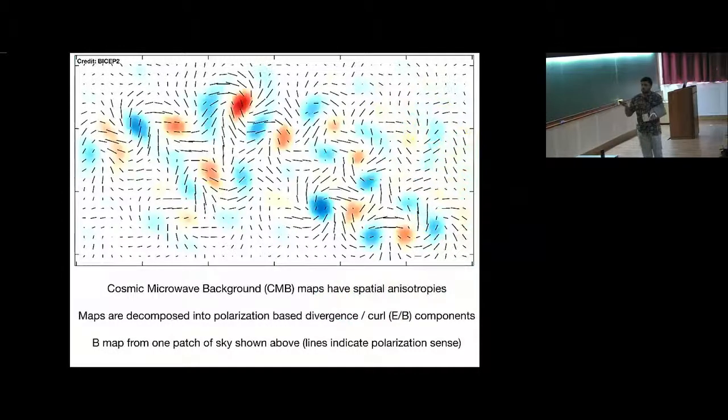So this is a plot of the B-mode map from BICEP, released a few years ago, and this is what it looks like in real life. You see the tilted lines, and these show the sense of the polarization that we measure. And you see the swirly pattern, and this is the archetypical signature of what we mean by B modes, or curl-like modes. Effectively, you can think of this as a Helmholtz decomposition into divergence and curl, and this is that curl nature of the spatial field we are measuring.